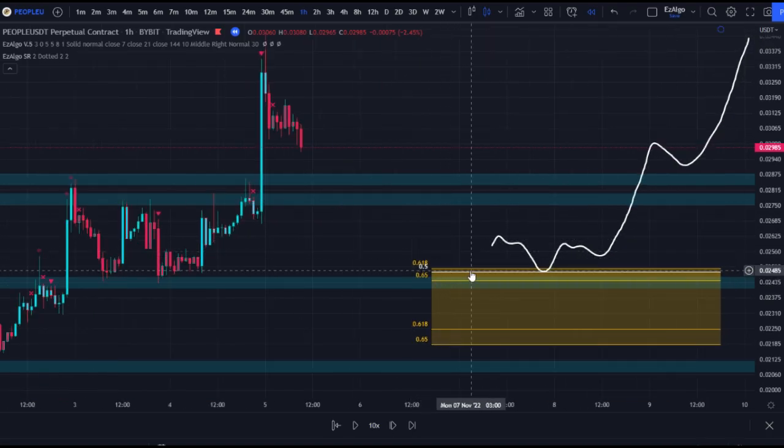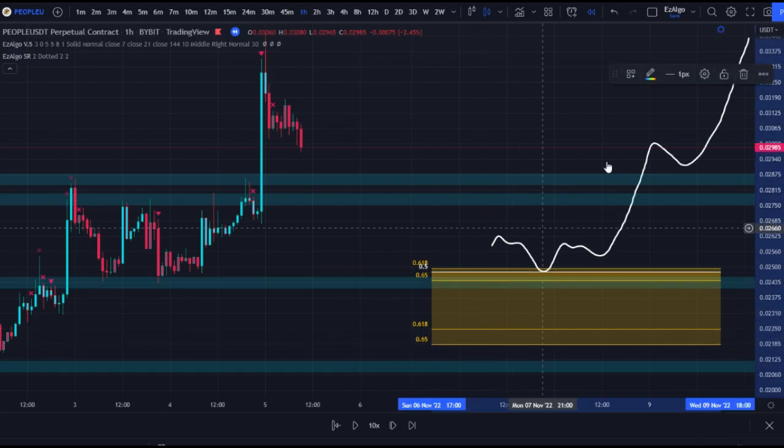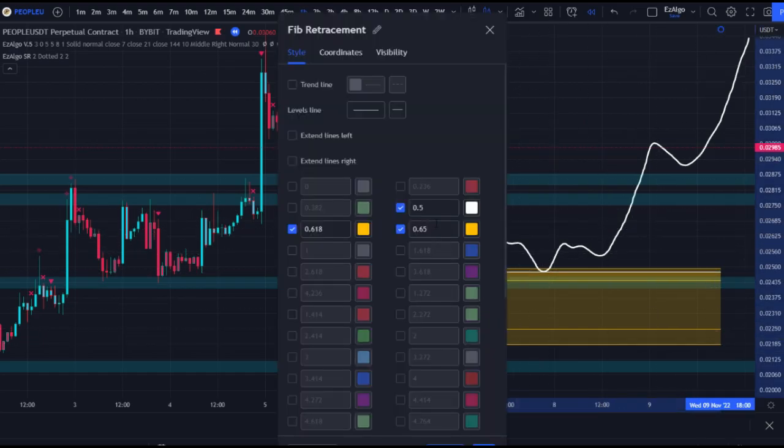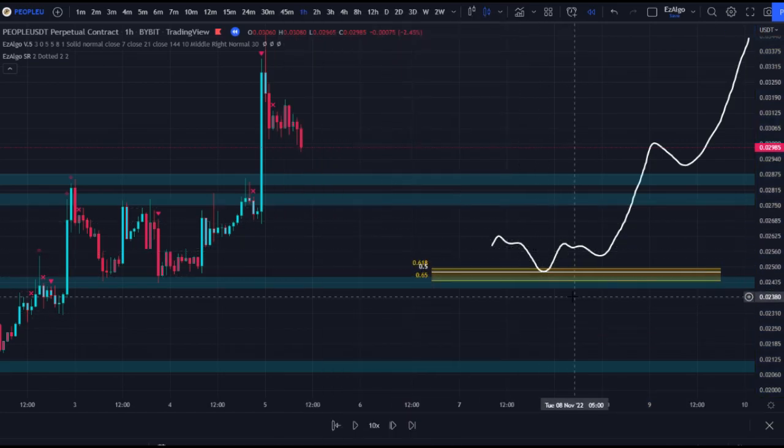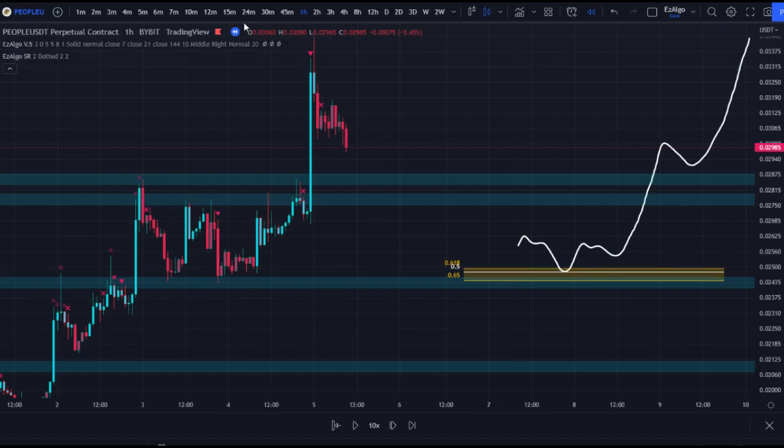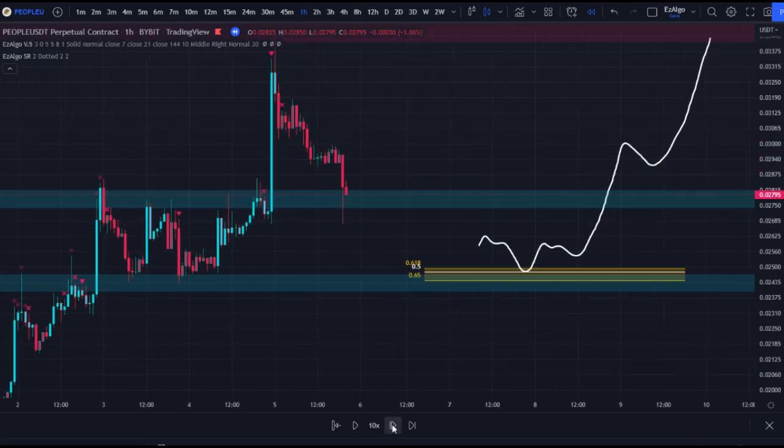Now, there's a couple of ways you can enter this long position. You could set a limit order at the 0.618 level, on high leverage if you wanted to. You could wait for price to come to this level and watch for a reaction. You could go down to like a 15 or 30 minute time frame to try to get a quick scalp. So there's a ton of ways you can actually enter this trade, right?